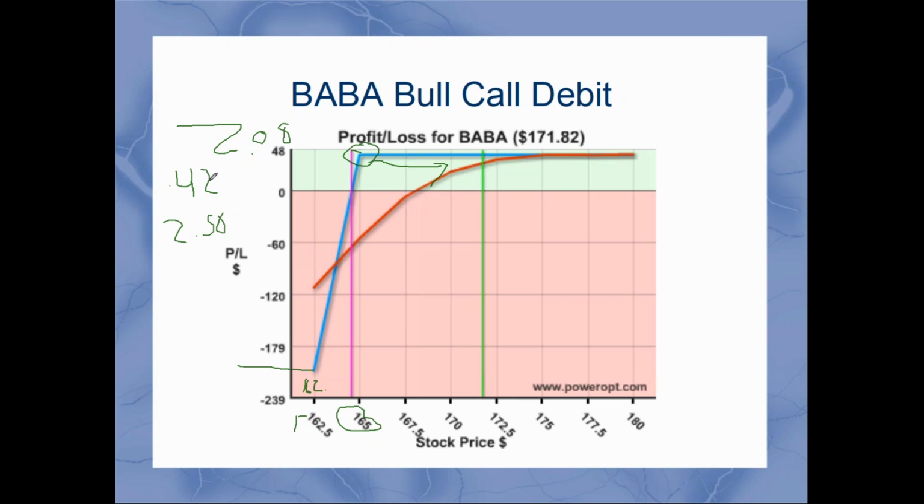Again, we paid 208, so I get 42 cents or 20.2%. Andre mentions that the price of the options can fluctuate wildly in the last couple days. Yeah, depending on where the stock is, if I'm either in a bull put or a bull call debit. In this case, if BABA stayed at 171.82, both of these would be pretty close to zero.